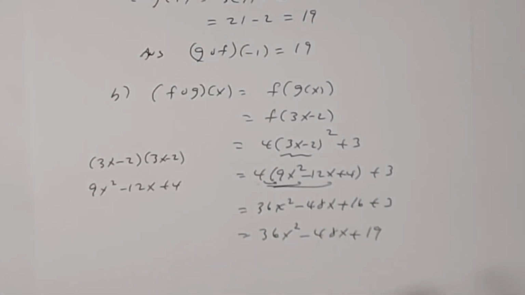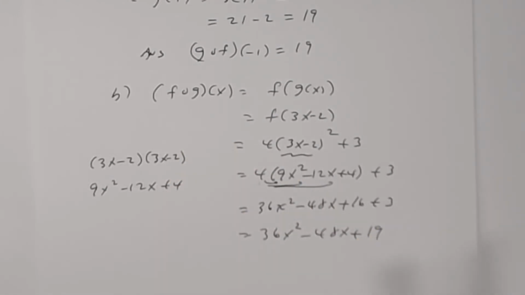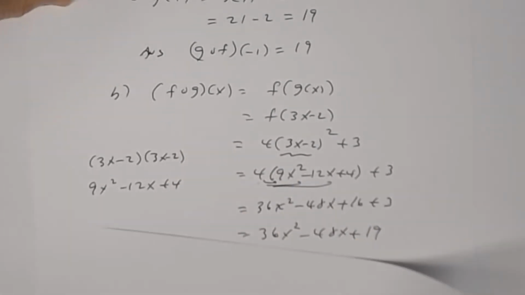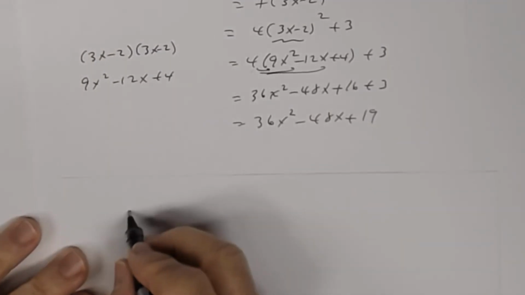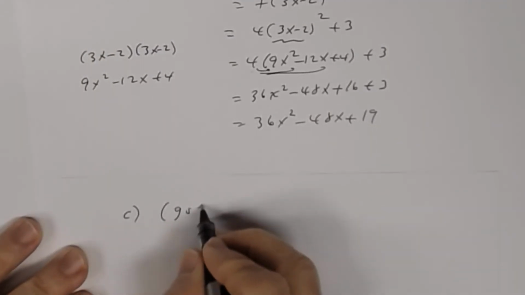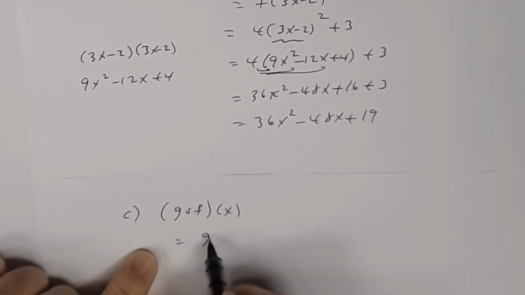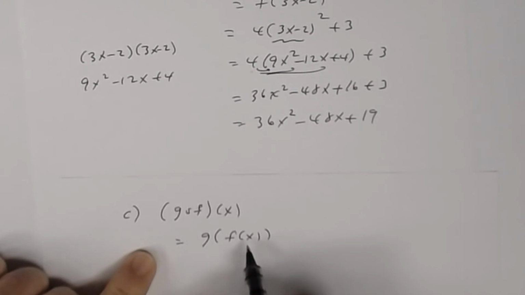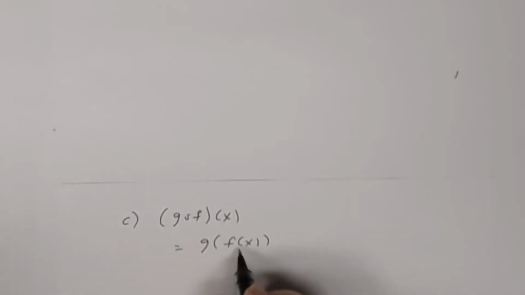All right, and finally C. So in part B, we found f composed with g at x. In letter C, we're finding g composed with f at x. So letter C, g composed with f at x. So again, by definition, this means g of f of x. So remember, f of x is this quadratic right here, so 4x squared plus 3. So that's going to go here. So now we're going to find g of 4x squared plus 3.